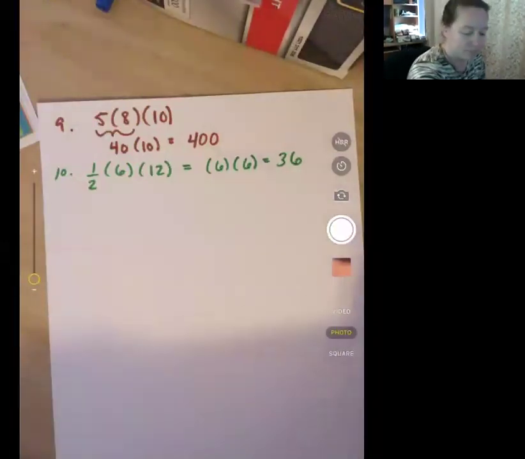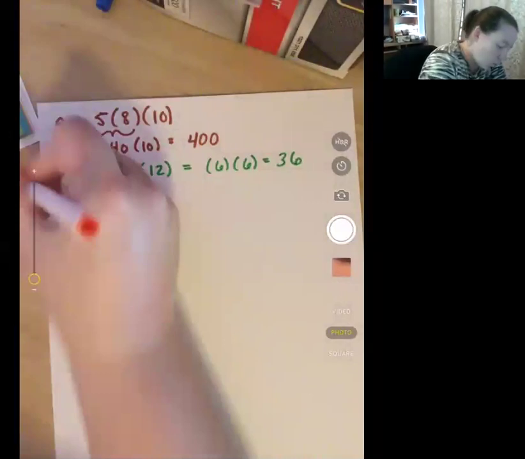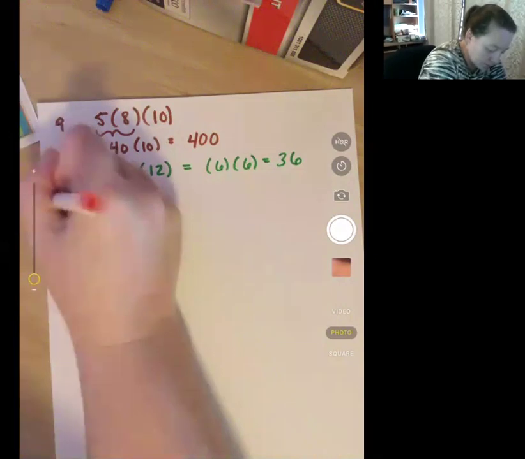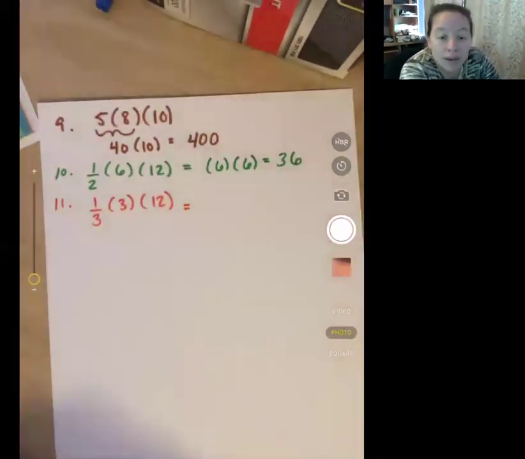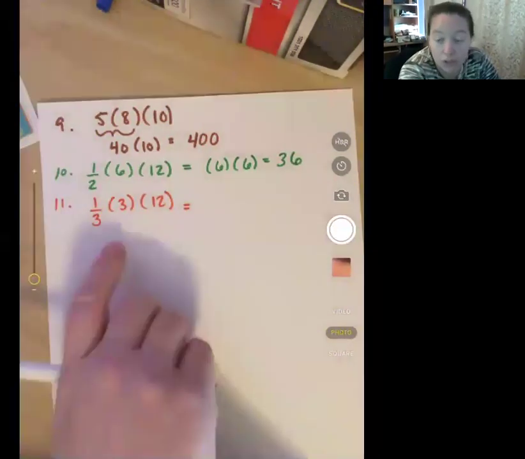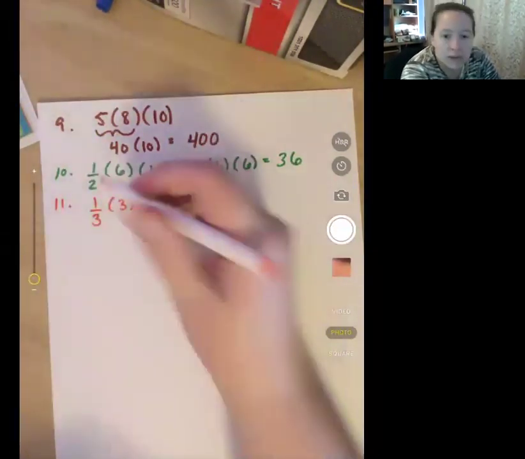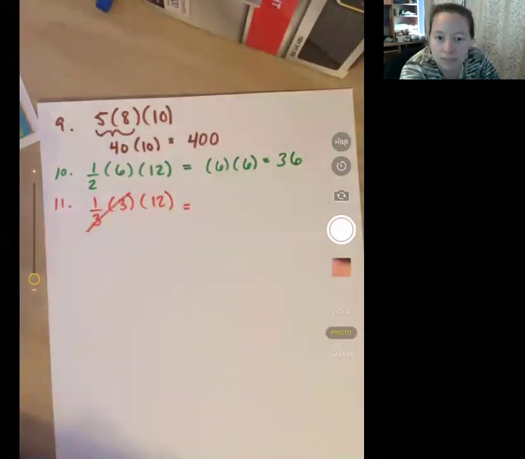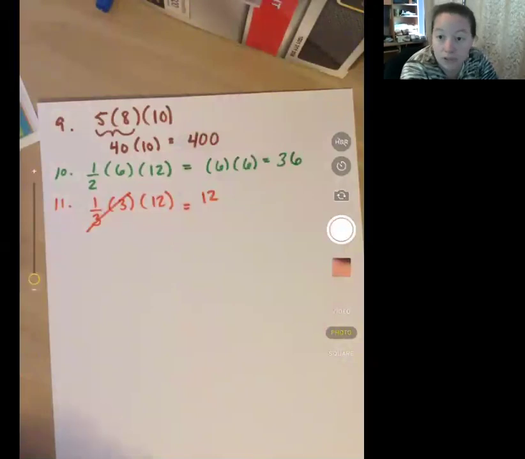Number 11. 1/3 times 3 times 12. Again, since I'm multiplying by a fraction, it actually means I'm dividing by that number. I'm dividing by the 3. 3 divided by 3 becomes 1. So I'm left with 12. That's all.